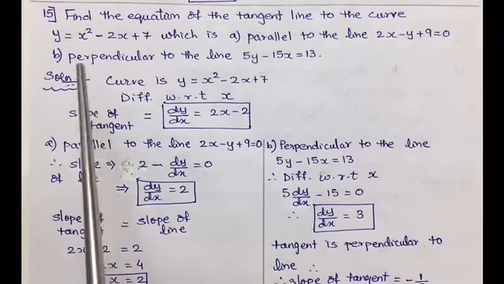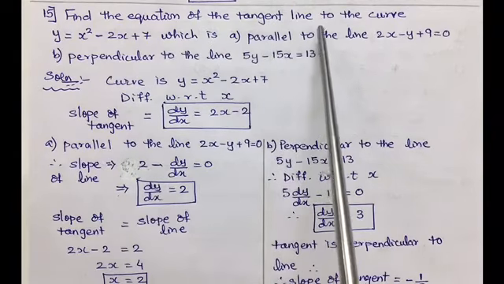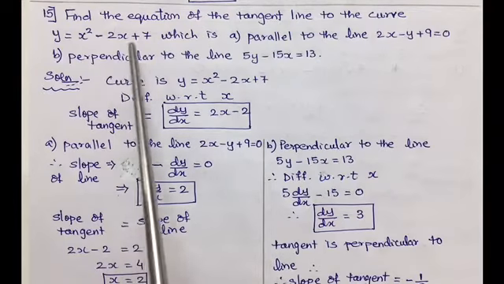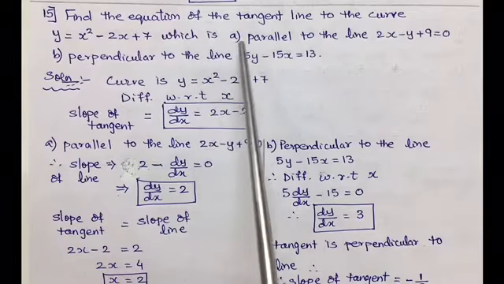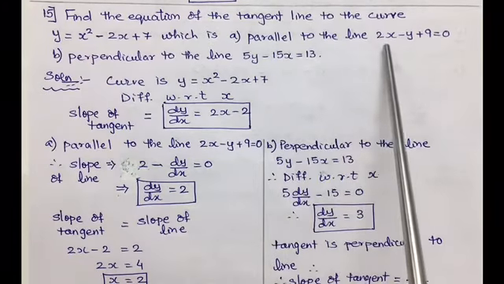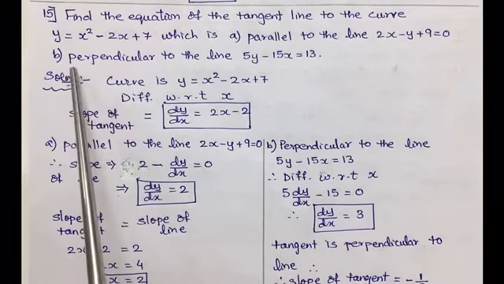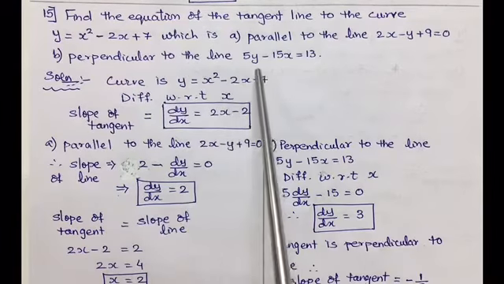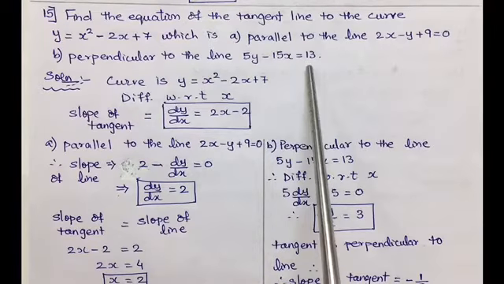15th one, find the equation of the tangent line to the curve y equal to x square minus 2x plus 7, which is, first condition given, parallel to the line 2x minus y plus 9 equal to 0. Second condition given is perpendicular to the line 5y minus 15x equal to 13.